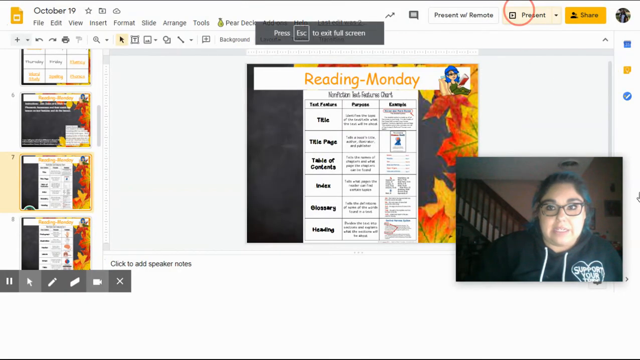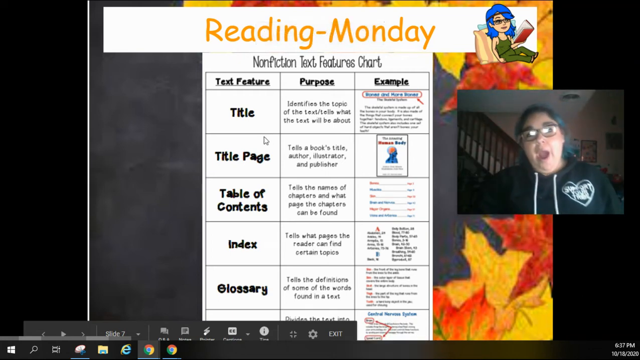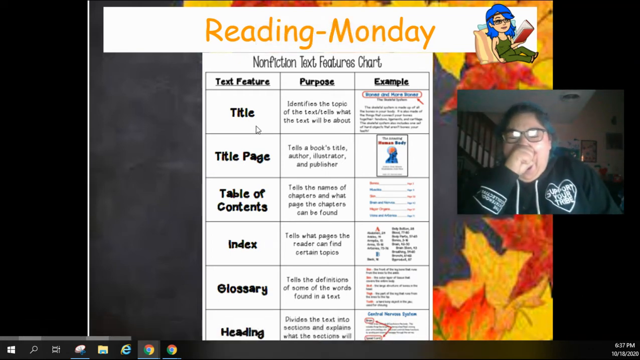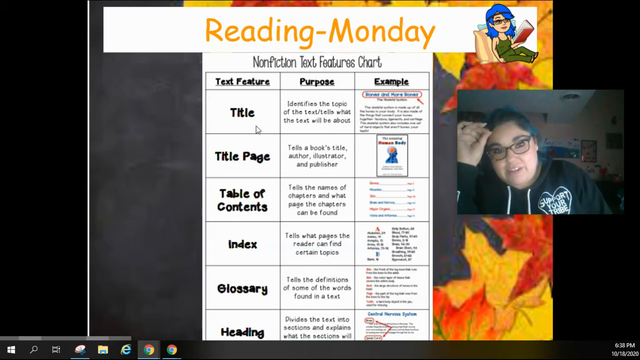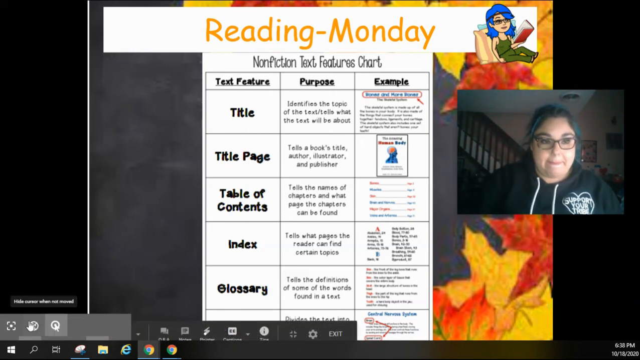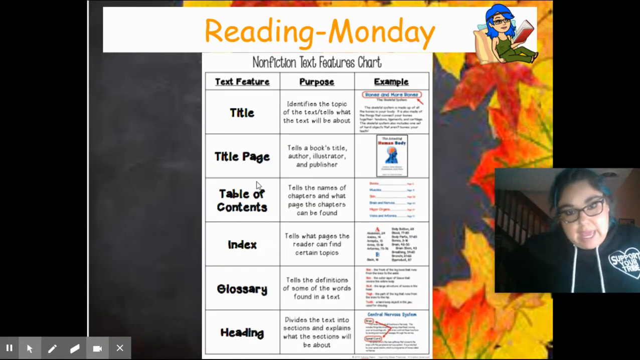So let's look at our text features. The title tells you the topic of the book, or what it's going to be all about. The title is at the beginning of almost every story, and it's the very first page. Now then we have the title page. The title page tells about the book's title, the author, the illustrator, and the publisher.